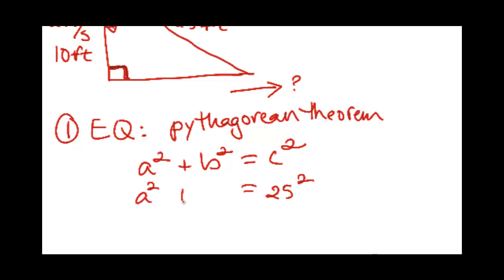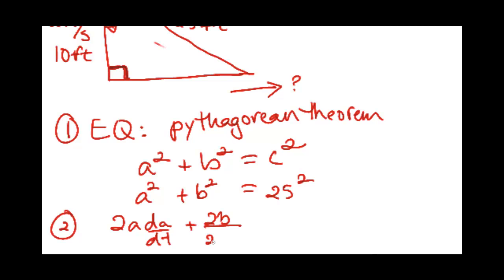Everything else is changing. Hopefully the ladder is not getting shorter and getting bigger and knocking me into the wall as I'm falling down the wall. And then step 2 is to derive with respect to time, so that would be 2a dA/dt plus 2b dB/dt. And the derivative of that is 0.